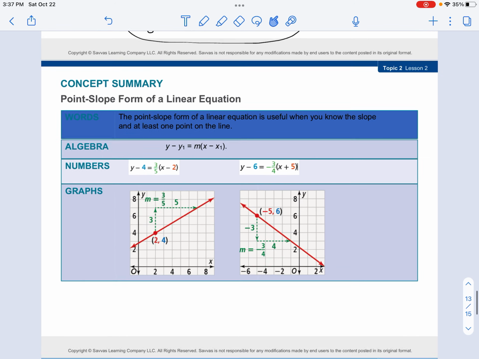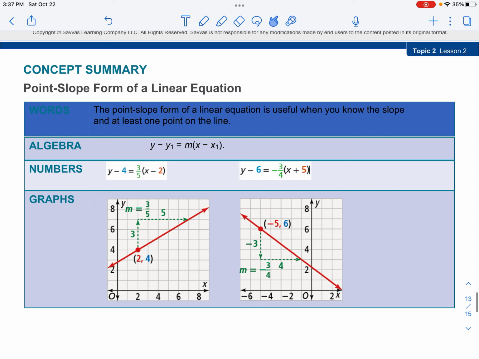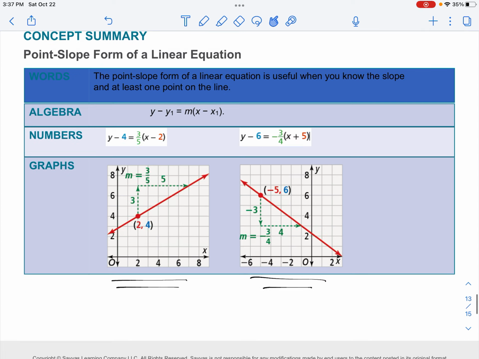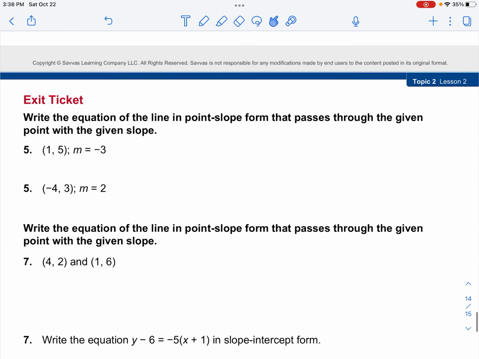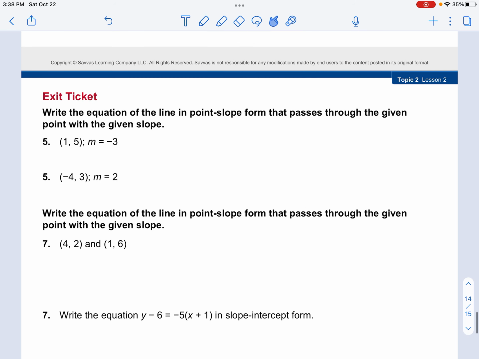Next, we have the concept summary, which just sums up point slope form. You have two different equations, giving you two different examples of how those equations are graphed. And then you have your exit ticket, which you're going to try on your own.